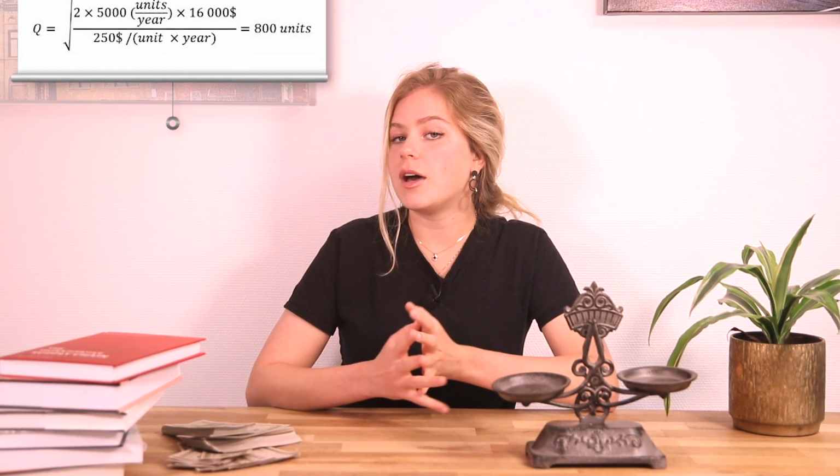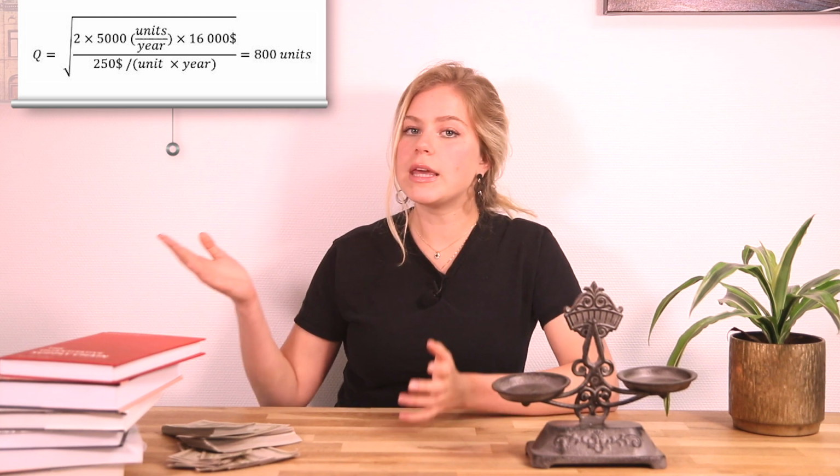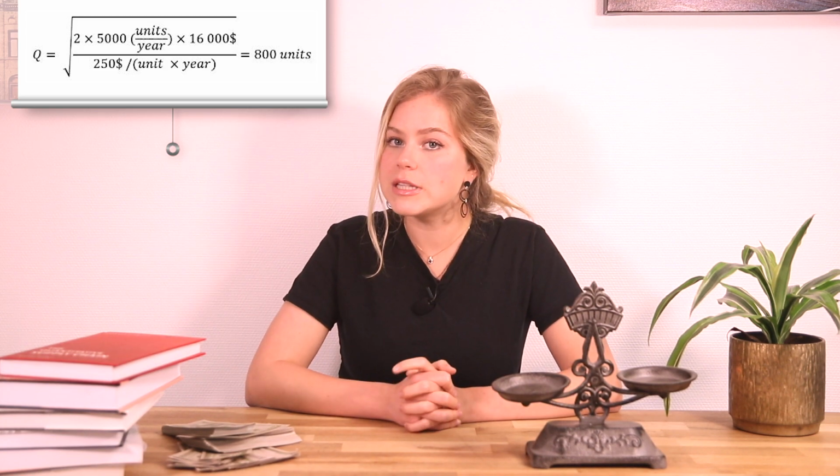For example, say we are selling inflatable pools with a demand of 5,000 units a year, an ordering processing cost of $16,000, and a holding cost of, say, $250 per unit annually. Thus, using this formula, we get an order quantity of 800 units, meaning that every time we place an order, we want to order 800 units.